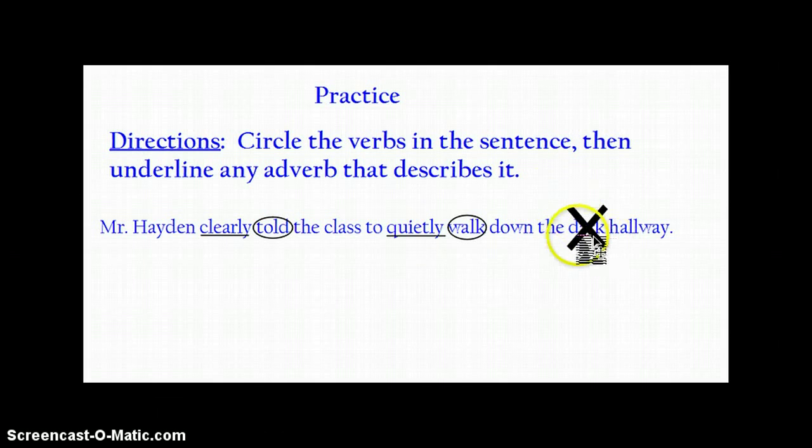If you chose dark, dark is describing the hallway. The hallway is a noun, so dark is not an adverb.